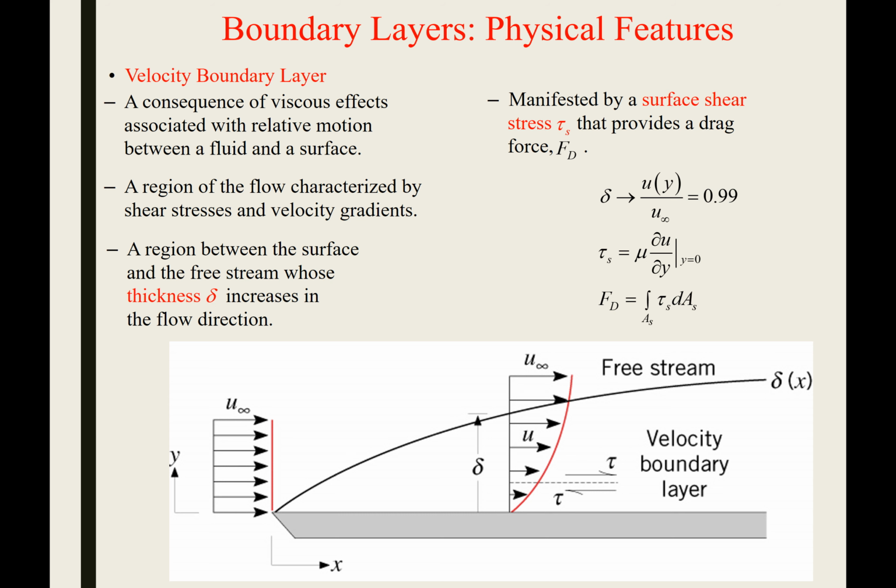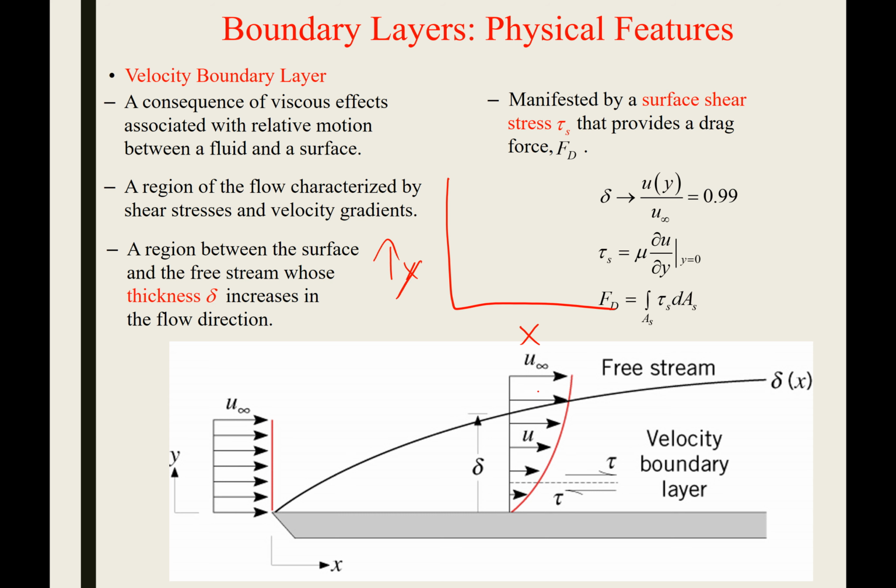It's really kind of a mathematical thing that's done for mathematical convenience. We define the velocity boundary layer as the point at which the fluid velocity is equal to 99% of the free stream velocity. So in theory, if we were to plot, here's our x and here's our y.